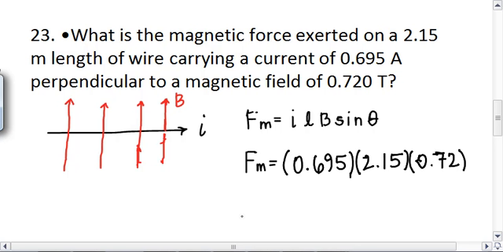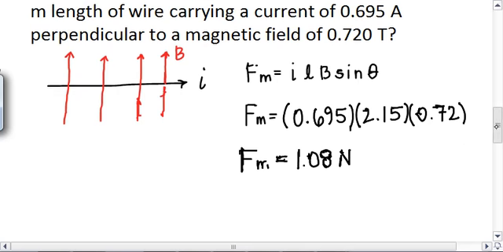All right, so what's our magnetic force? Well, about 1.08 newtons. Pretty. Okay, let's do another one.